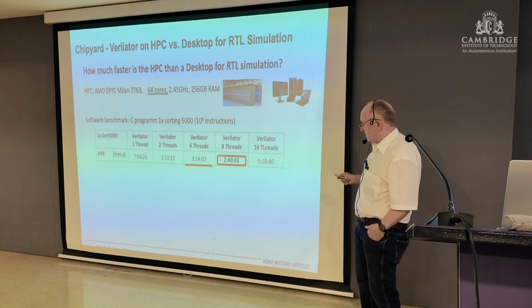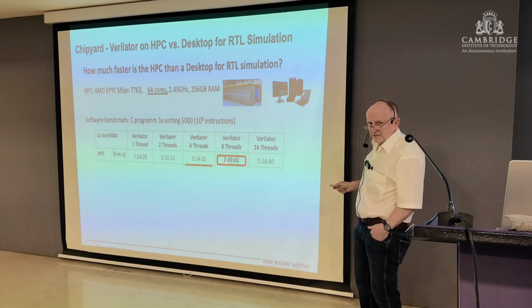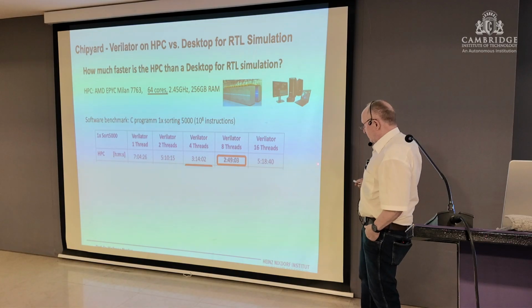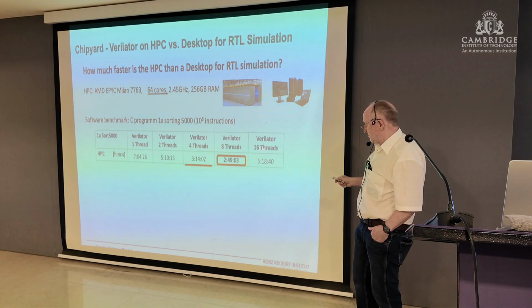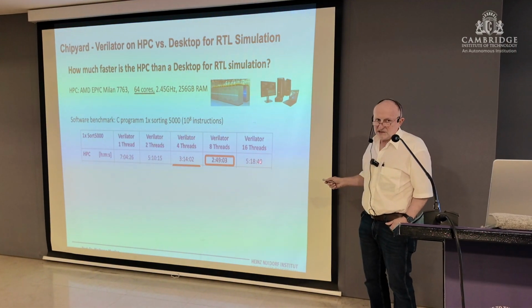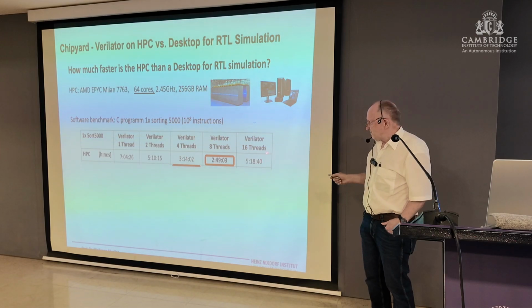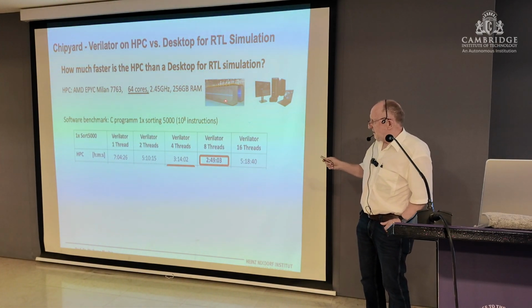What we did is compile Verilator with 1 thread, 2 threads, 4 threads, 8 threads, and 16 threads. And by surprise, with the number of threads, the runtime of the same simulation decreased up to this point, and then it increased again. It almost doubled from 8 to 16 threads. This is against our expectation. So this was the first surprise here on the HPC.